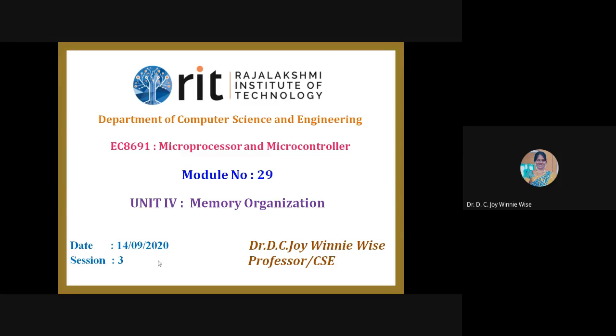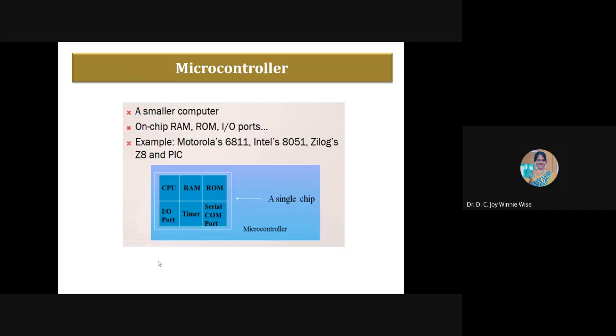So already we have seen what is a microcontroller. A microcontroller is a device which is used to perform a function repeatedly. In this unit we are going to see the memory organization of the microcontroller. Actually, we are studying the microcontroller 8051. It is an 8-bit microcontroller. Here the data bus is 8-bit and the address bus is 16-bit.